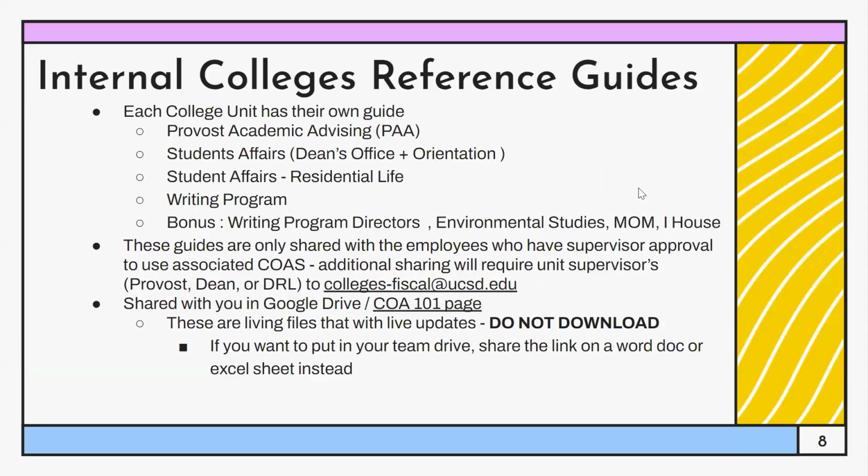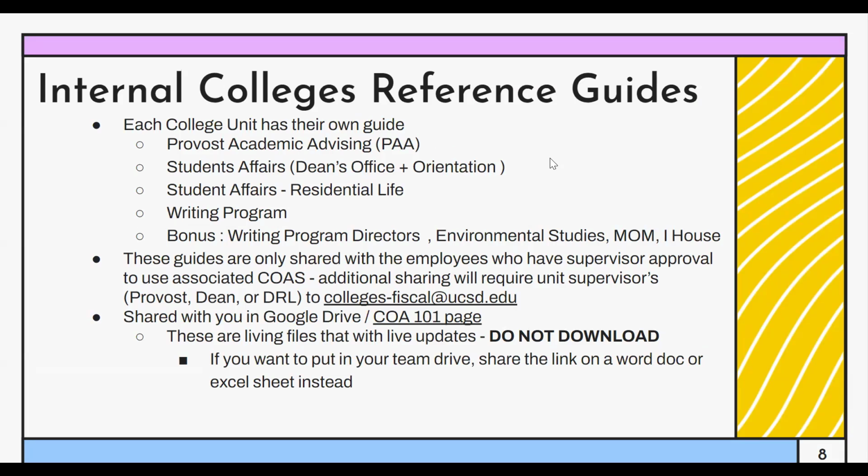In terms of where you can find your COA information, you can find them on the internal COA reference guide for your college and unit. Each college and unit has their own guide. Our primary ones are the Provost Academic Advising Guide, PAA. Student Affairs has two different guides, one for the Dean's Office plus orientation, and then one for residential life.